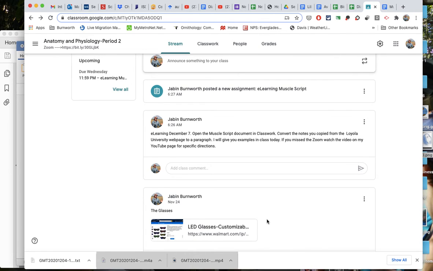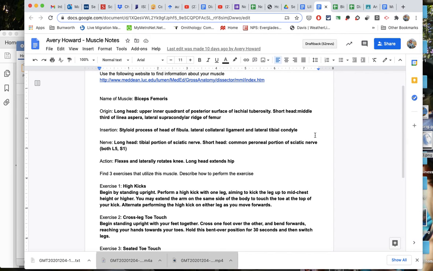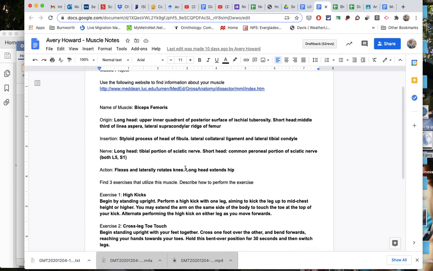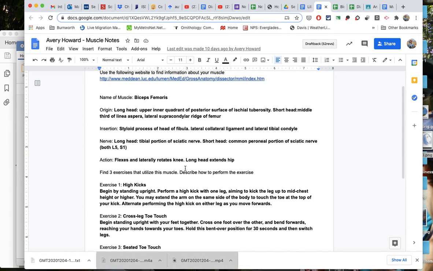When you had your last assignment, it should look something like this, where you had just your stuff pasted. You got your name, your muscle, your origin, your insertion, your nerve, your action. And then you found 3 exercises. This is Avery's example. Great job, Avery. But notice when I look at the origin, it says long head, upper inner quadrant, a posterior surface of ischial tuberosity, short head, middle third line of linea aspera, lateral supracondylar ridge of femur, and so on and so forth.